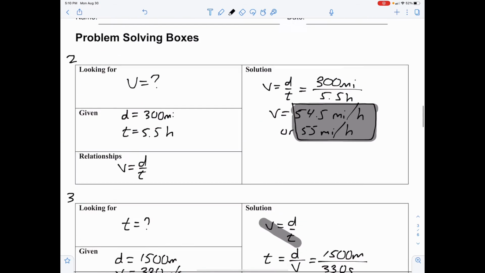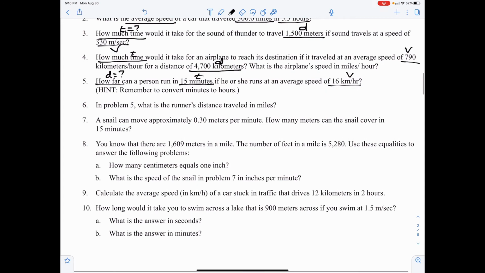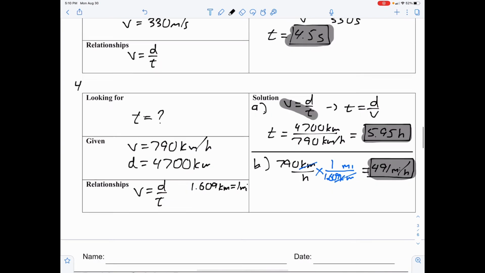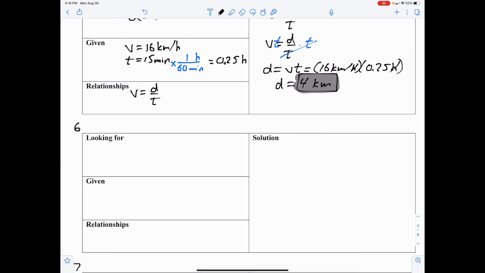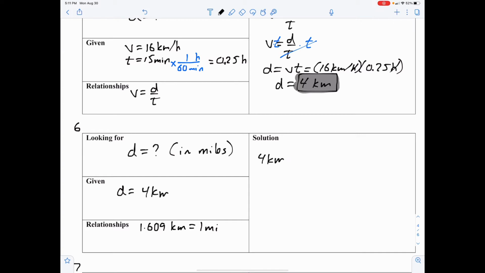Number 6. In problem 5, what is the runner's distance in miles? Okay, so we're looking for distance, but this time in miles. We're given the distance in kilometers, so 4 kilometers. There are 1.609 kilometers in every mile. We need that information. And so we're going to take the 4 kilometers we're starting with and just do unit conversion. Number 6 is simply a unit conversion problem.